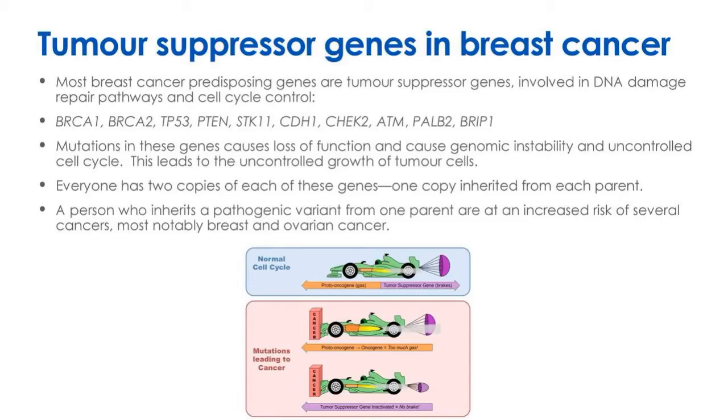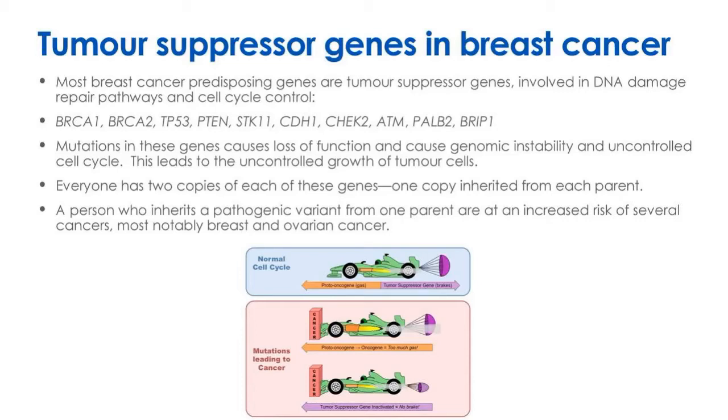So a person who inherits a pathogenic variant from one parent is then at an increased risk of several cancers, and most notably, if we talk about BRCA1 and 2, breast and ovarian cancer. The picture of the racing car that I've got here is just a way in which we explain to our patients the role of tumor suppressor genes in our bodies. Because very often we remember pictures much better than we do just the words that the counsellor is talking to me. So we always say cell division is like a racing car that's racing forward.